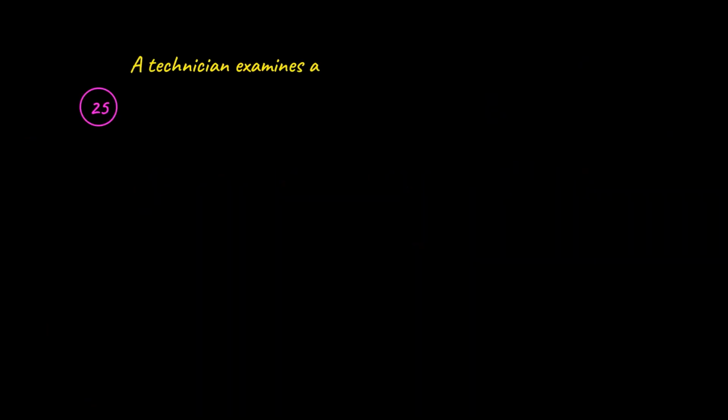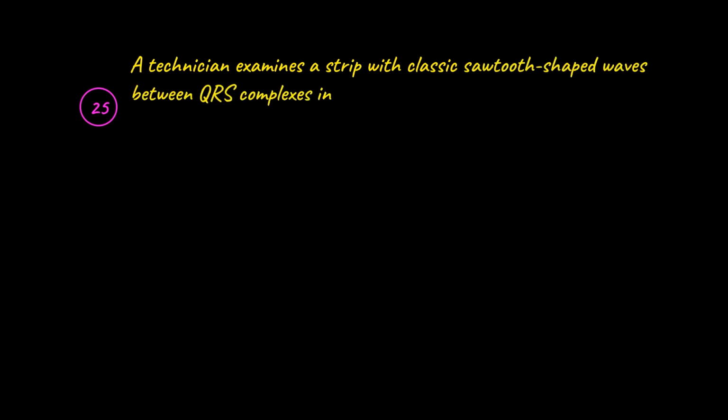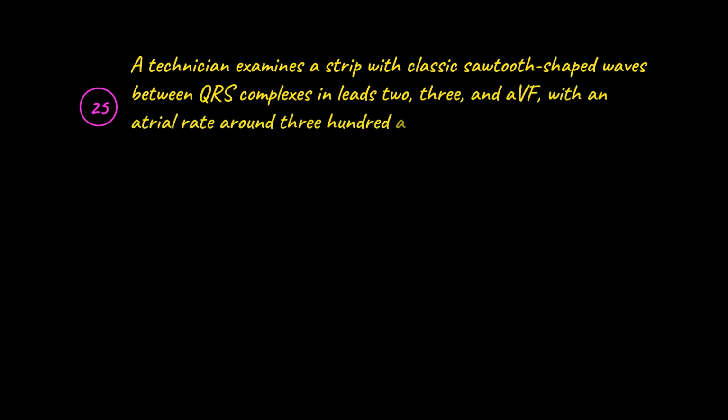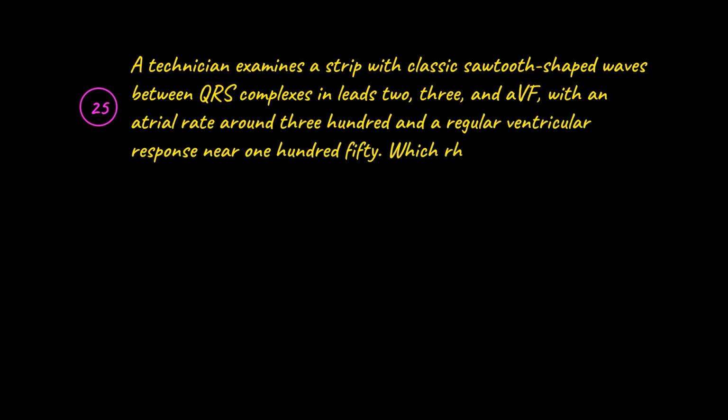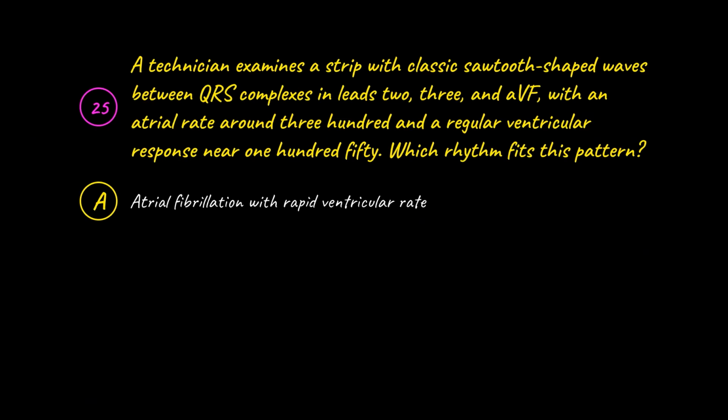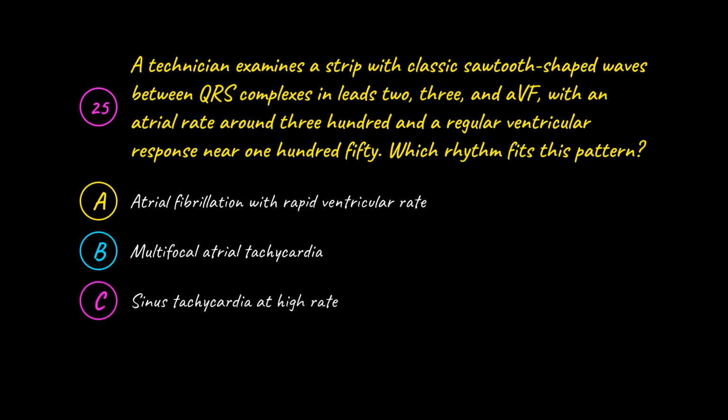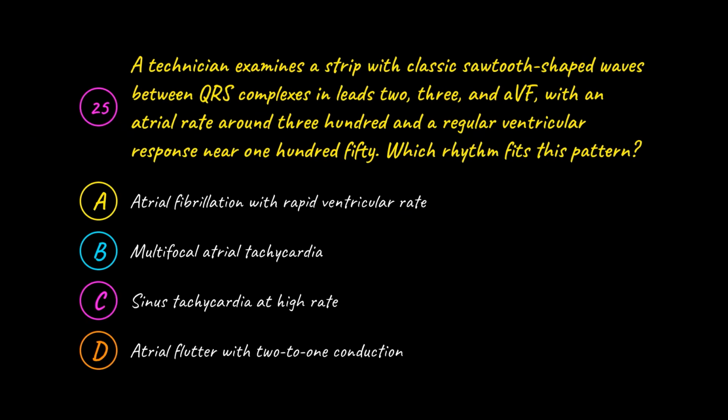Question 25. A technician examines a strip with classic sawtooth-shaped waves between QRS complexes in leads 2, 3, and AVF, with an atrial rate around 300 and a regular ventricular response near 150. Which rhythm fits this pattern? Your options are A. Atrial fibrillation with rapid ventricular rate, B. Multifocal atrial tachycardia, C. Sinus tachycardia at high rate, D. Atrial flutter with 2-to-1 conduction. Which one is it? Pause the video if you need more time.